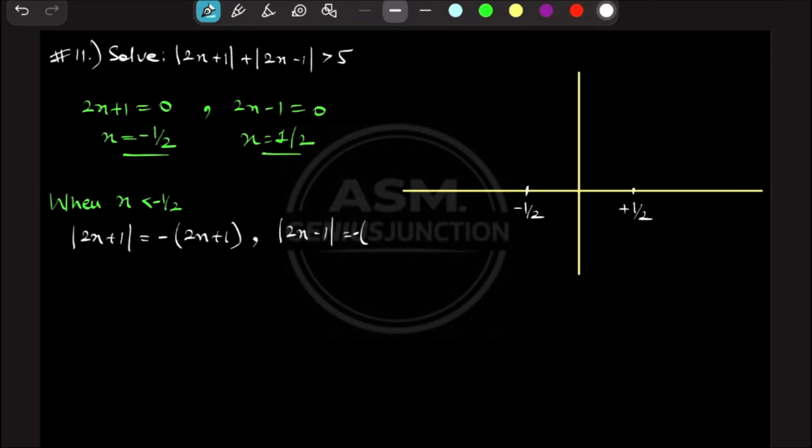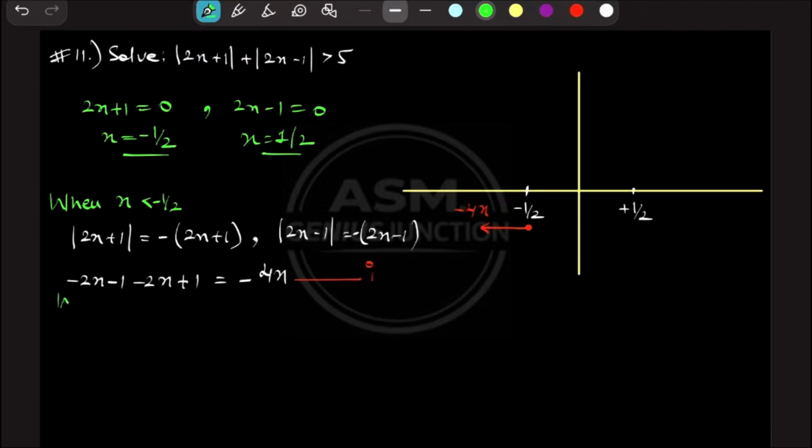So I can write it as minus of 2x minus 1. Okay, so when I solve both of them, this is going to give me minus 2x minus 1 minus 2x plus 1. Overall we will get minus 4x. This is a very important part. So we have discussed that when x is less than minus 1 by 2, I get my answer as minus 4x.